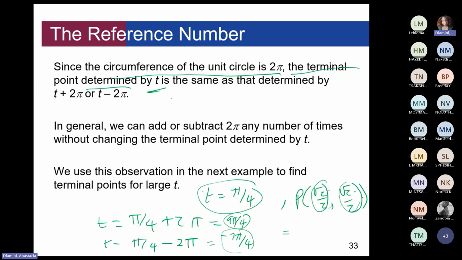So they are saying that if t is equal to pi over 2, for example, then the terminal point for t of pi over 2 is the same as the terminal point for pi over 2 plus 2 pi, and is also the same as the one for pi over 2 minus 2 pi, because of its circumference. Makes sense now.